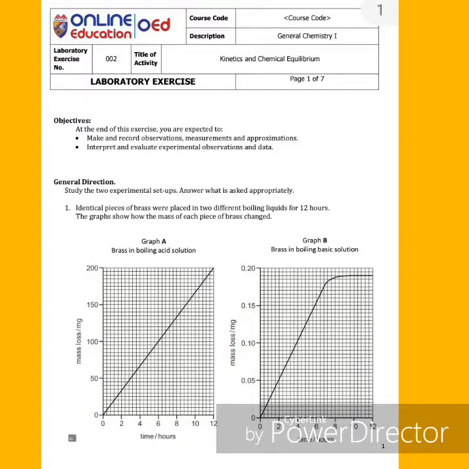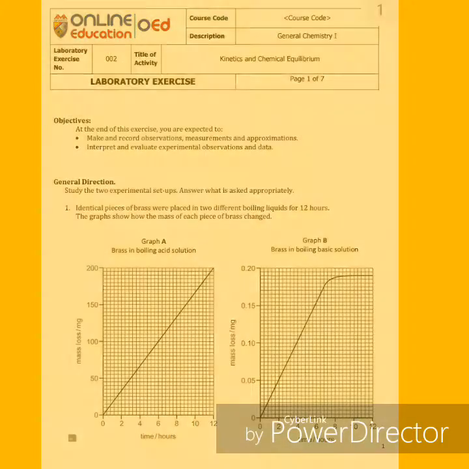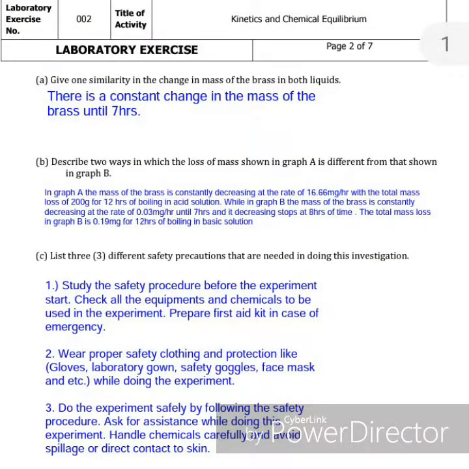Number 1. Identical pieces of brass were placed in two different boiling liquids for 12 hours. The graphs show how the mass of each piece of brass changed. Question number 1. Give one similarity in the change in mass of brass in both liquids. Answer. There is a constant change in the mass of the brass until 7 hours.